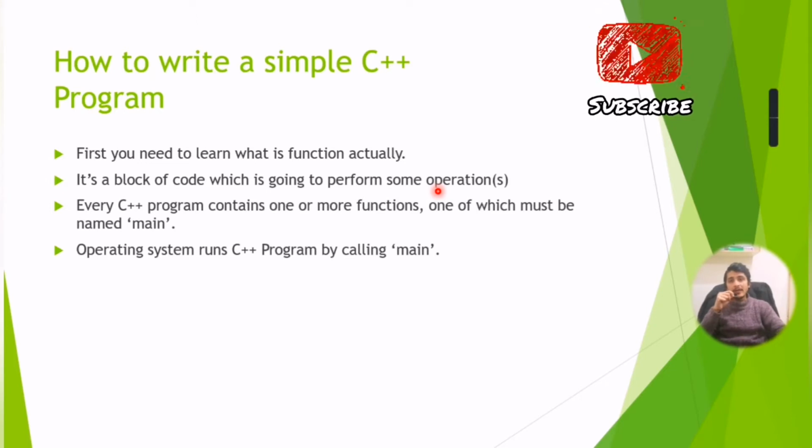Every C++ program contains one or more functions, one of which must be named main. So every C++ program must have at least one function, and it could be more than one, but it should have one main function which should be named main. The operating system runs a C++ program by calling main. So when you are going to code some specific program, the operating system runs the C++ program by calling the main function. It starts from the main function.